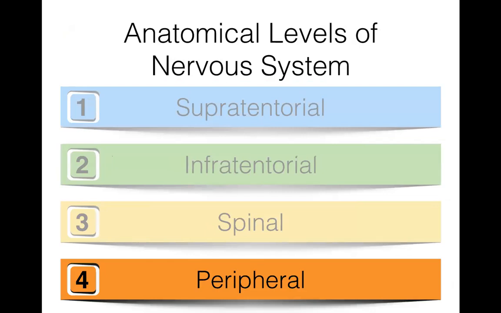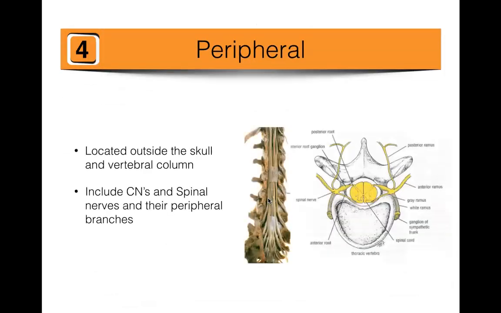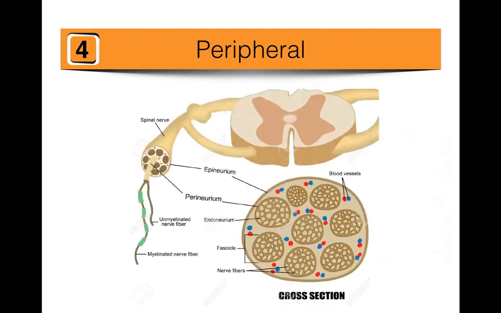Finally, there is the peripheral level of the nervous system. So what are considered to be peripheral? These are all the structures located outside the skull and outside the vertebral column. This would include cranial nerves and spinal nerves and their peripheral branches, as long as they are located outside the skull and outside the vertebral column. The nerve is composed of bundles of axons that are arranged in fascicles and covered with their respective connective tissue covering.